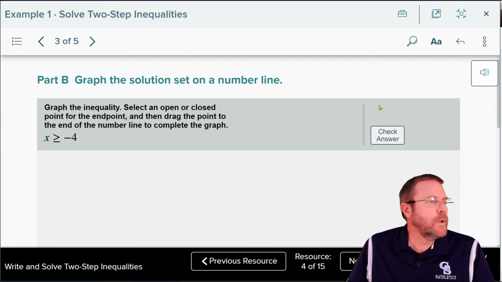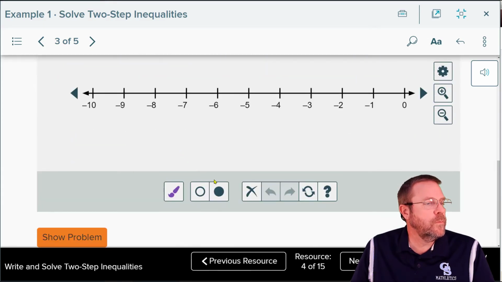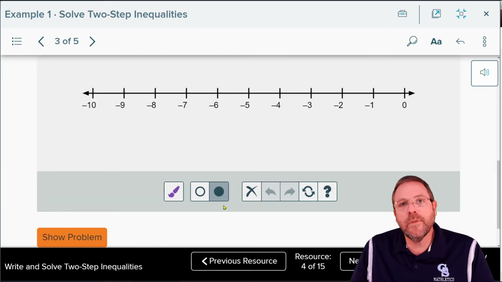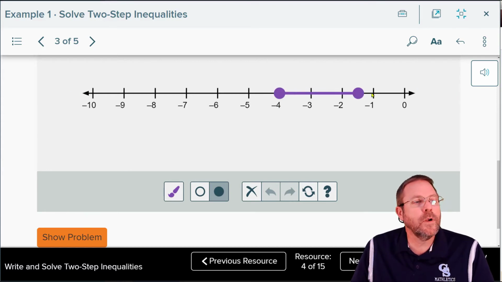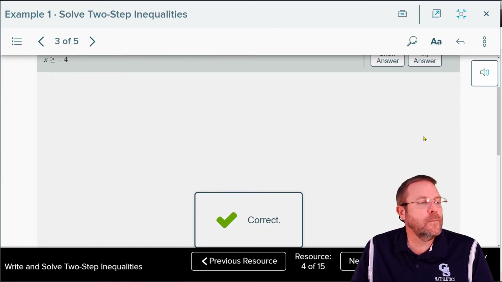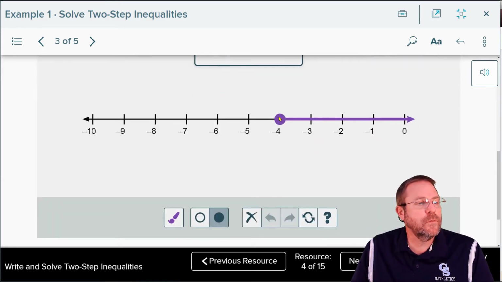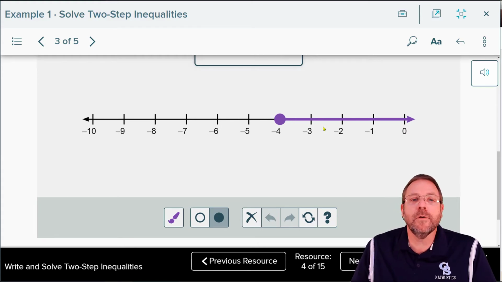Now the next thing we're going to do is graph our inequality. Our answer was x is greater than or equal to negative 4. So it's an or equal to, that means we get the solid circle. We're going to start at the negative 4, and we're going to go to the side that's greater than it, just like that. Check our answer. The answer checks. So the graph of your inequality, start at the negative 4 and go to the right throughout all time and eternity. Easy math.